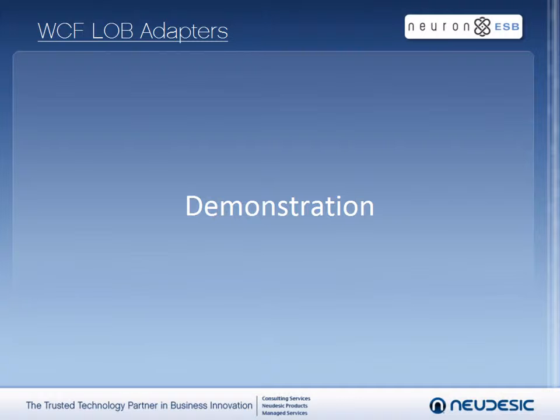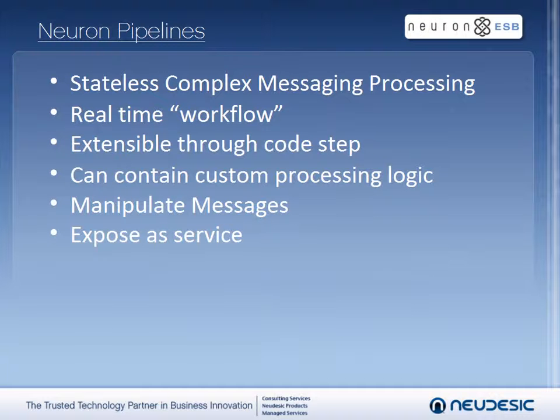So the next section we want to cover is Neuron pipelines. Now, Neuron pipelines are very powerful. They provide stateless complex message processing. What does that mean? That means I can intercept a message anytime I'm receiving something from the bus or sending something to the bus. I can intercept the message, party on all the data, change it, access properties, access SOAP, and do a lot of different message processing. Maybe I need to call a database, call another web service, make some decisions, call some rules, even write some standard code. I can do all this with the Neuron pipelines and even expose it as a service.